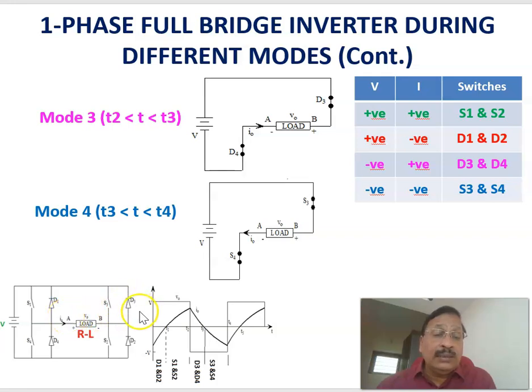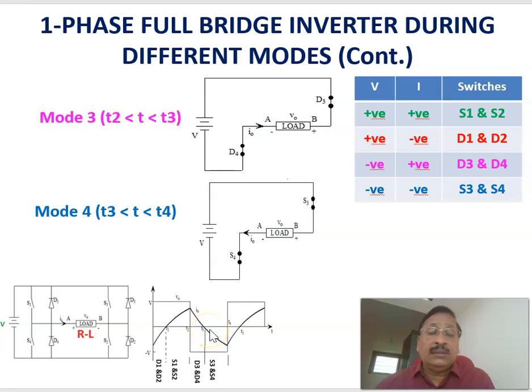That will be obtained when the uncontrolled diodes, here D3 and D4, are conducting. When D3 and D4 conduct, you'll be getting a negative voltage and positive current. This is the equivalent circuit, with diode D4 and diode D3. The current is flowing in this direction, so the current polarity is the same, a positive current. But since it is connected to the negative terminal, you are getting a negative voltage. The voltage across the load is minus V, and at the same time the current is positive. That is mode 3 from T2 to T3.